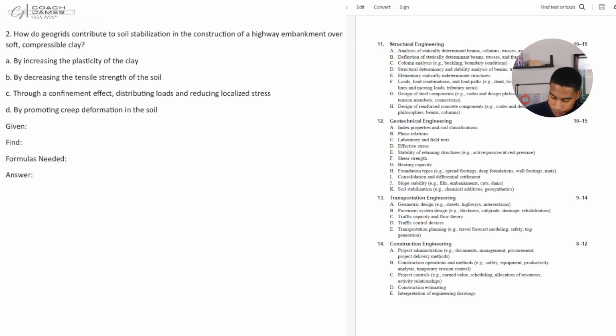All right, well, we know we're dealing with geogrids. That's about it. There's no variables or anything.